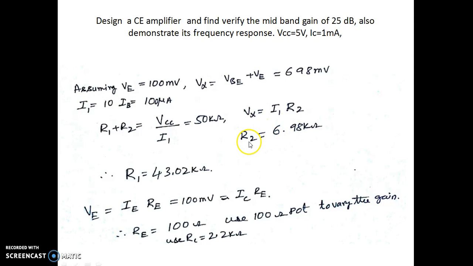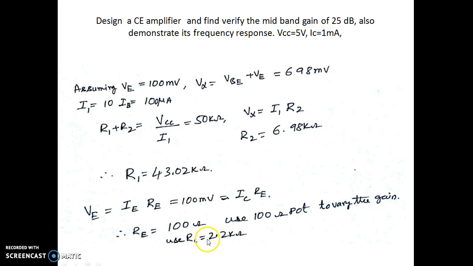So we can find out the value of R2. R2 is 6.98 kilo ohms. So naturally the value of R1 comes out to be 63.02 kilo ohms. And we know that VE is assumed to be 100 millivolts, which is given by IE into RE, from which you can get RE as 100 ohms. So we are using a 100 ohm part so that we can get the desired gain.